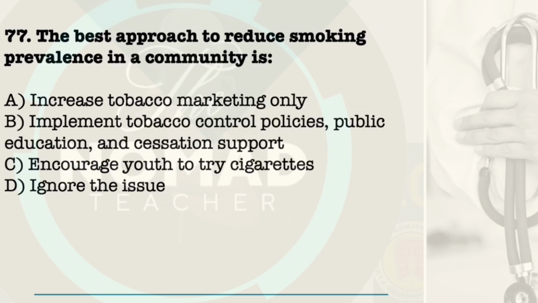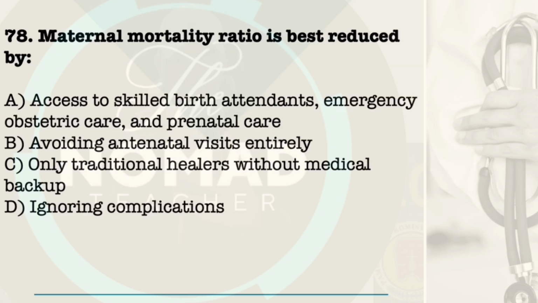77. The best approach to reduce smoking prevalence in a community is: A. Increase tobacco marketing only. B. Implement tobacco control policies, public education, and cessation support. C. Encourage youth to try cigarettes. D. Ignore the issue.